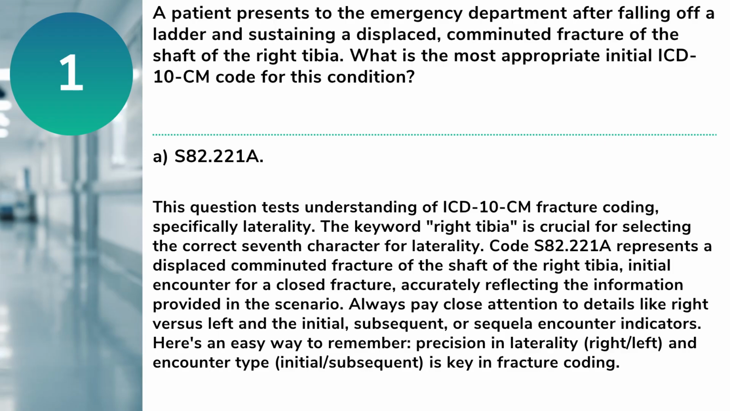S82.221A. This question tests understanding of ICD-10-CM fracture coding, specifically laterality. The keyword right tibia is crucial for selecting the correct seventh character for laterality. Code S82.221A represents a displaced comminuted fracture of the shaft of the right tibia, initial encounter for a closed fracture, accurately reflecting the information provided in the scenario.